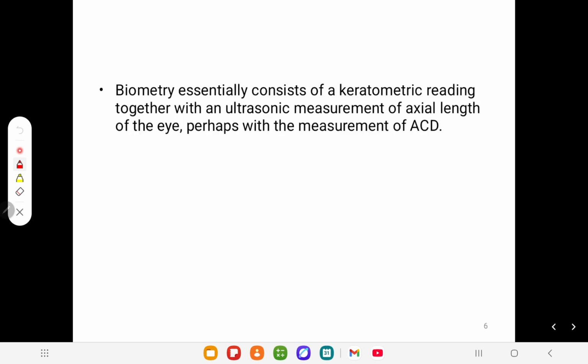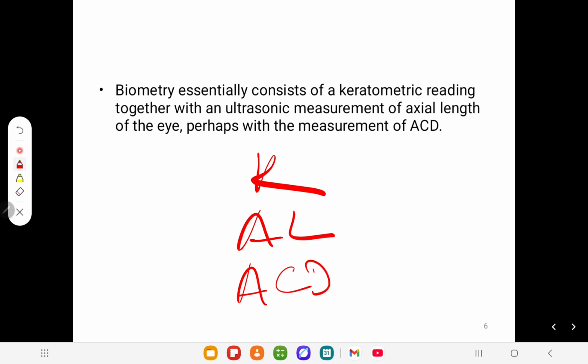So biometry essentially consists of keratometric reading together with the ultrasonic measurement of axial length and perhaps with the measurement of ACD. So see, nowadays there are a lot of parameters that are very important whenever we are trying to do biometry. Okay, but there are always three players that are central: keratometry, axial length, and the distance between cornea and lens, which is the anterior chamber depth.